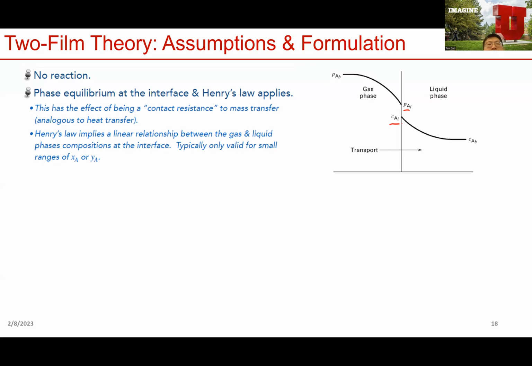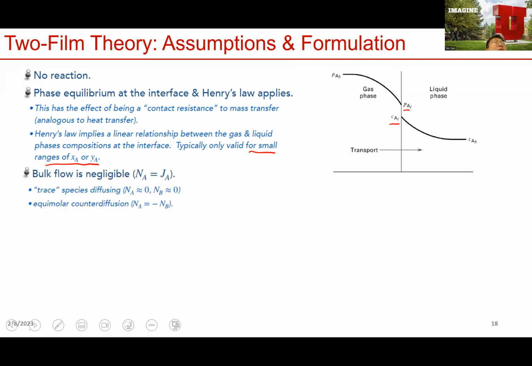That's like they have a contact resistance, right? Because if there's no contact resistance, then they are the same. They should be equal. Whenever you apply Henry's law, we know Henry's law is only valid when you have a small range of XA and YA.